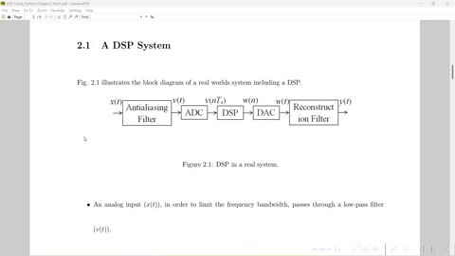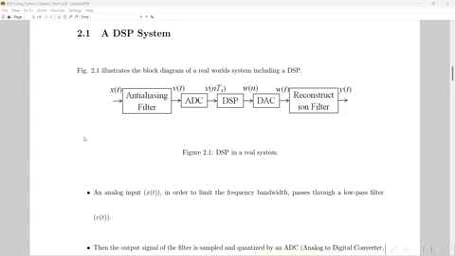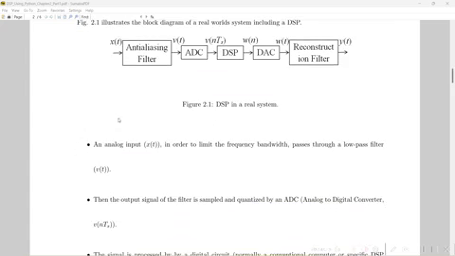A DSP system. Figure 2.1 illustrates the block diagram of a real-world system including a DSP. An analog input x(t), in order to limit the frequency bandwidth, passes through a low-pass filter, which is denoted as v(t). Then the output signal of the filter is sampled and quantized by an ADC, and it's called v(nTs).